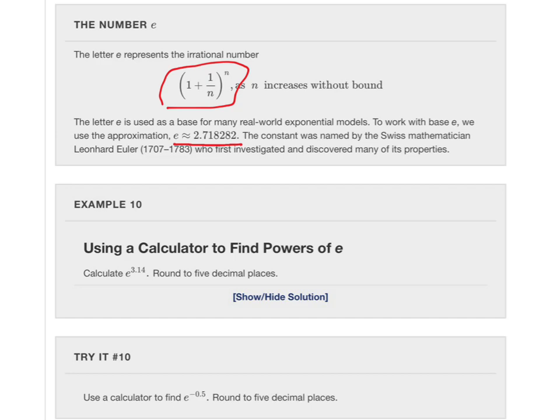2.718282. If I said pi, what would you tell me? 3.14. You know that we use the symbol pi to represent the number 3.14, yes? This is like that. We use the letter E to represent the number 2.718. This was a constant named for the Swiss mathematician Leonhard Euler, E-U-L-E-R, Euler. Just so you know, this is the letter E. It's useful when we're dealing with logs and exponents.